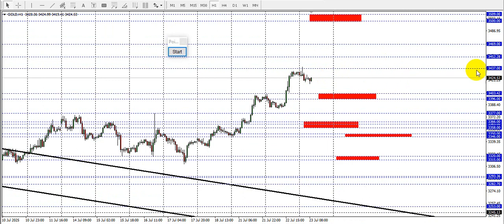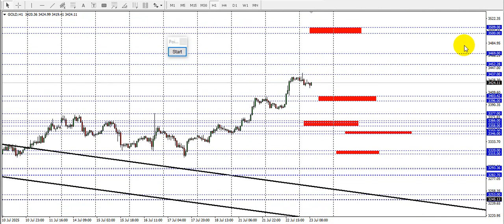Resistance zones: take profit or short levels. 3,437, 3,452, 3,469. These are all single line levels, so they're weaker. The strongest resistance comes up here: 3,500 to 3,509. That's a double line zone, so it's much more powerful.